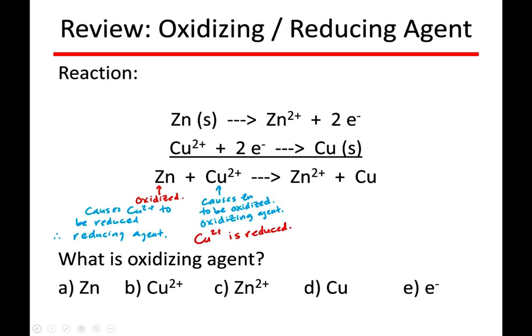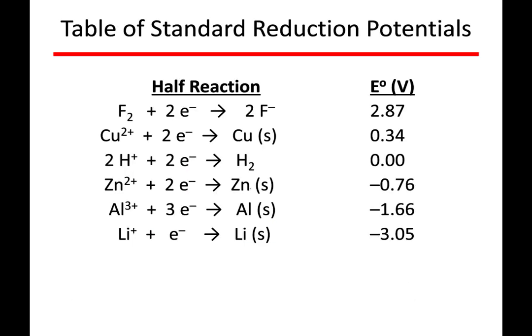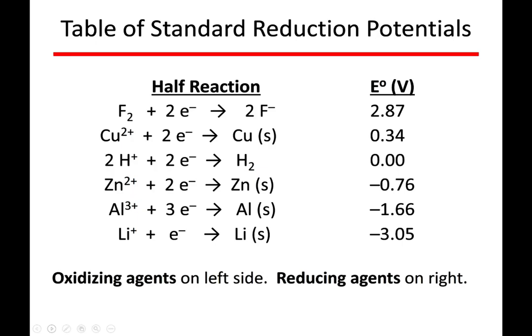For instance, zinc we determined was a reducing agent here, and zinc shows up on the right-hand side of the table. So everything on the right-hand side of the table represents a reducing agent. That is a really helpful thing to be aware of in terms of how this table is organized. Oxidizing agents are going to be on the left-hand side of the equation, and reducing agents are on the right-hand side of the reaction arrows.